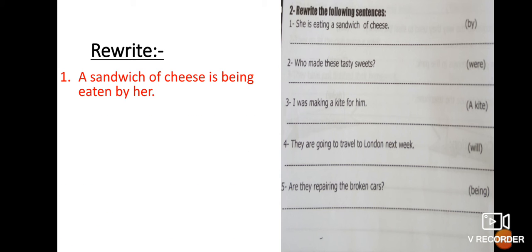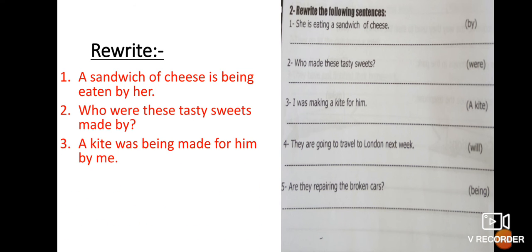Okay, rewrite. Number 1: she is eating a sandwich of cheese. Here, passive in the present continuous: a sandwich of cheese is being eaten by her, or we can omit by her. Number 2: who made these tasty sweets? Here, passive in questions. We use who: who were these tasty sweets made by? Number 3: I was making a kite for him. A kite was being made for him by me.